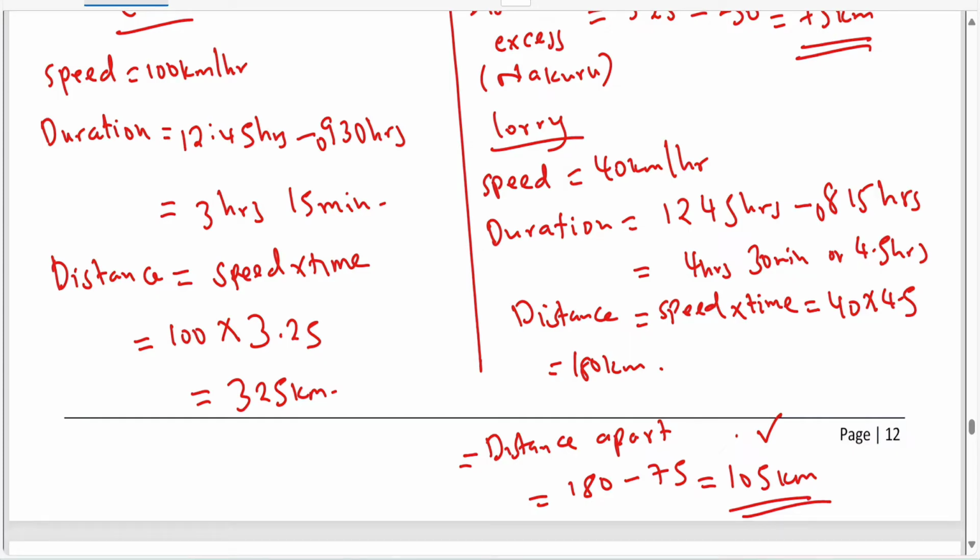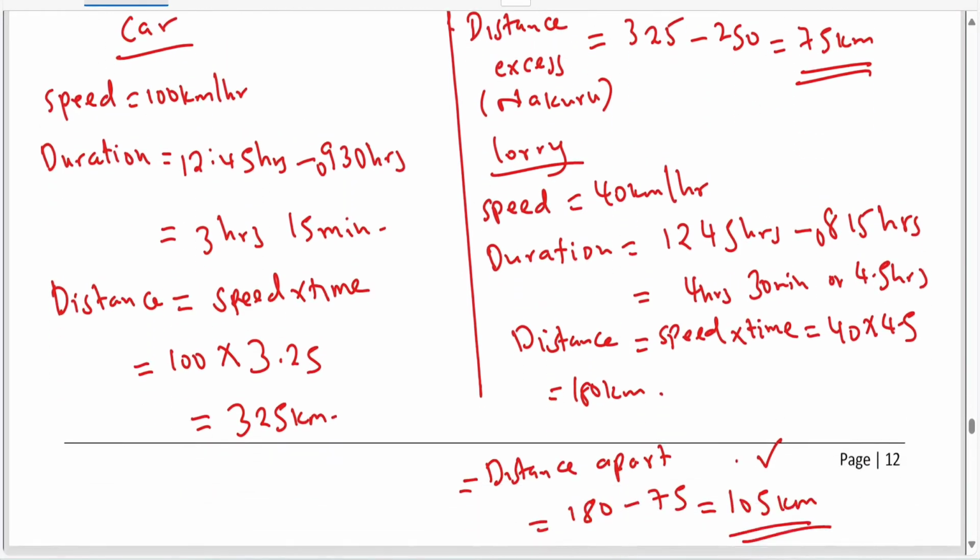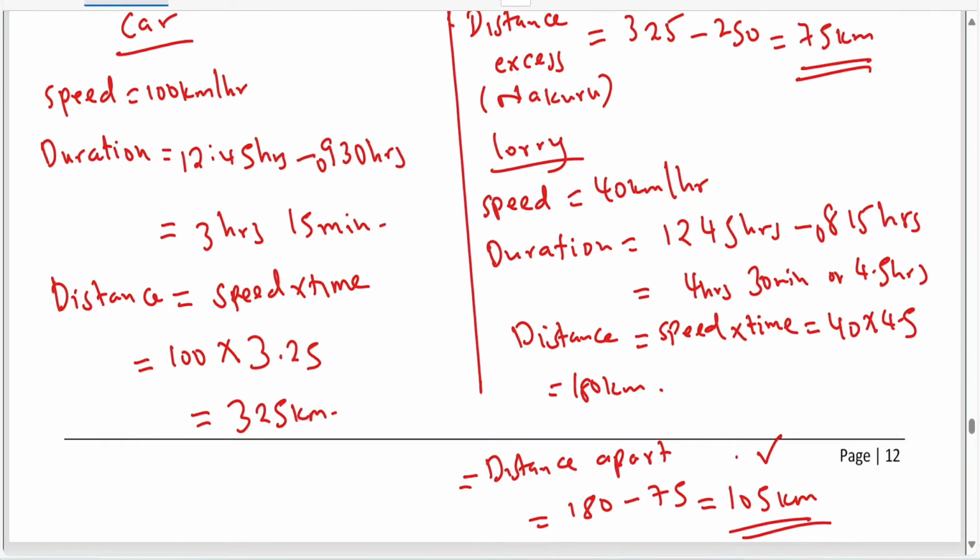So because it's the same thing, 1245. Yes. So I'm just confirming so that I don't do blunders anymore. So 1245 minus 815. Yeah, and gives us the same exact thing. So 4 hours 30 minutes, and our distance is equivalent to speed times time, which is 40 times 4.5, 180, and 180 minus 75 is 105 kilometers. And let's go to the other question.